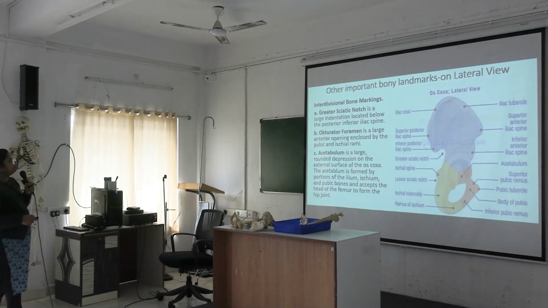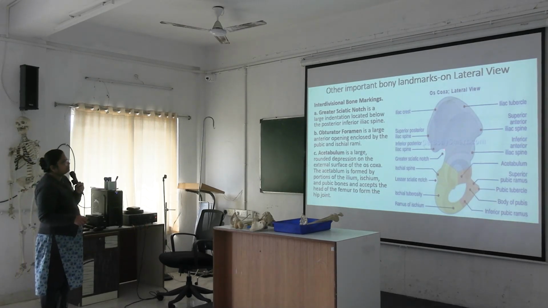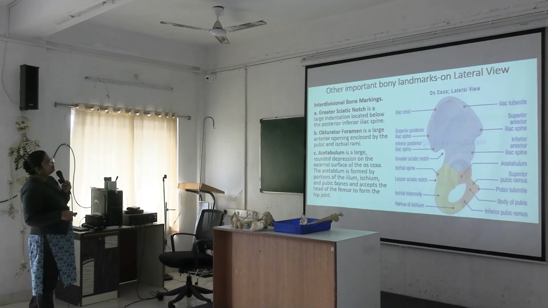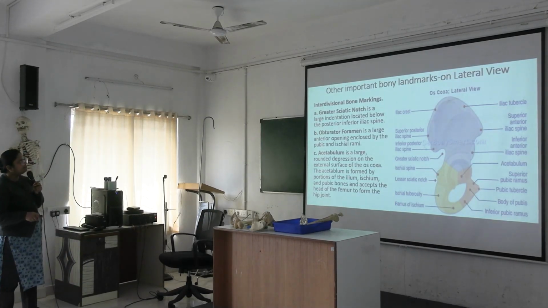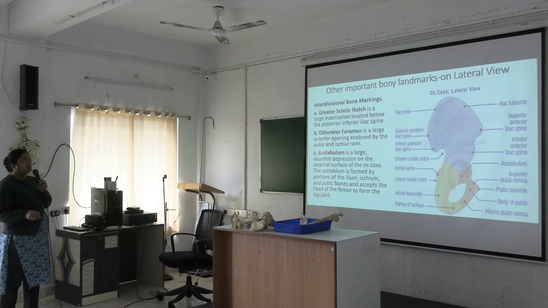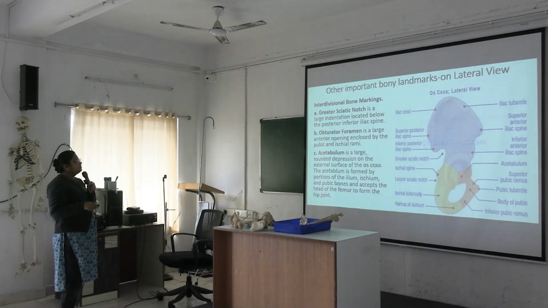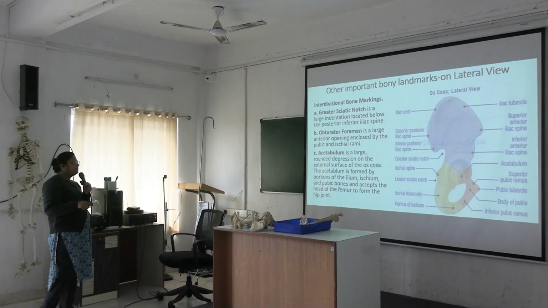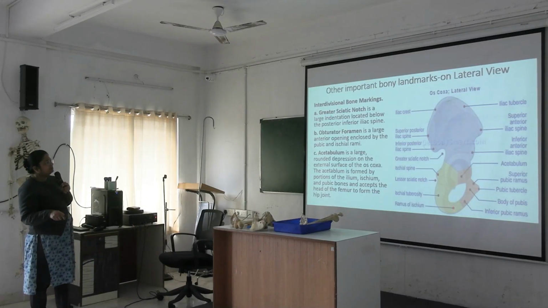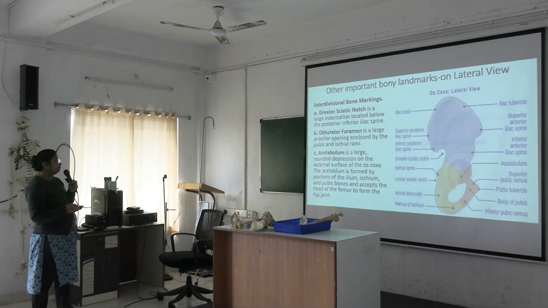So greater sciatic notch. This is the greater sciatic notch. It is a large indentation located below the posterior inferior iliac spine and above the ischial spine. Okay, and obturator foramen, we have already discussed, a large anterior opening enclosed by the pubis and ischial ramus. Acetabulum, here is the acetabulum.